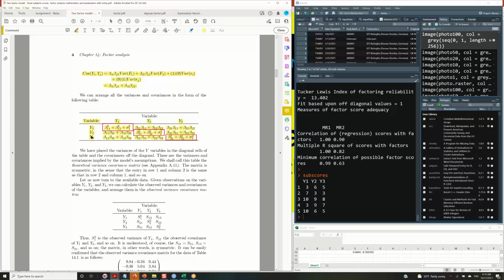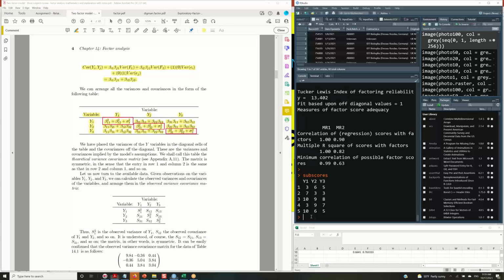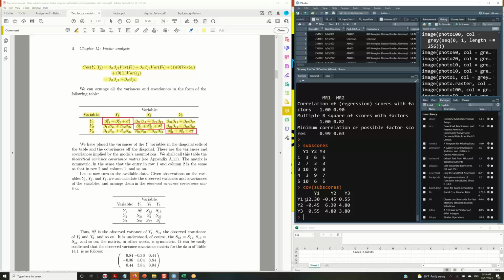So for the given data set, I can calculate the variance covariance matrix. This is what it is. Everybody agrees? So that is what I can calculate here. For this one, if I do that, covariance subscripts, right? So when I calculate that, you see these values. They are just different from this. That is because this is sample values and this is the population. So something is going on there.